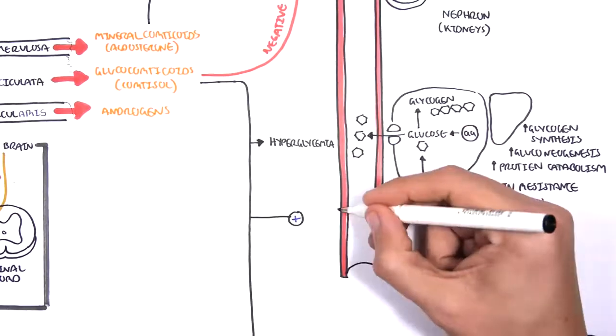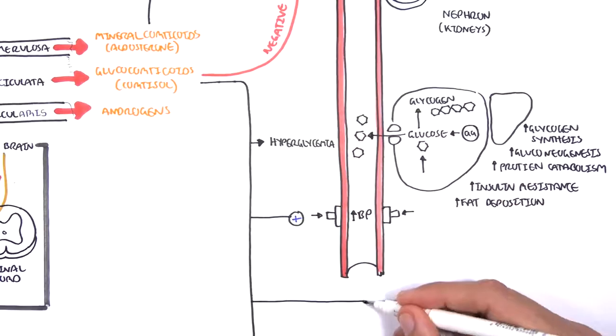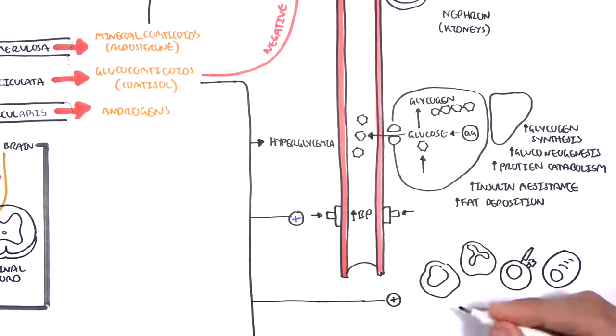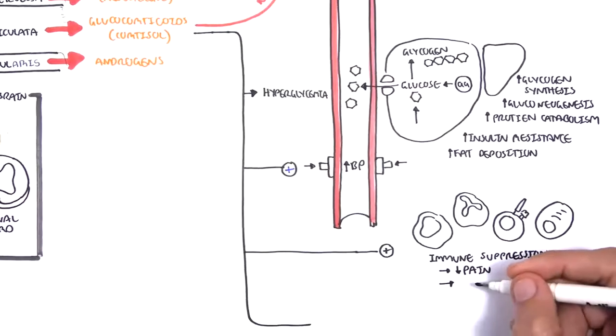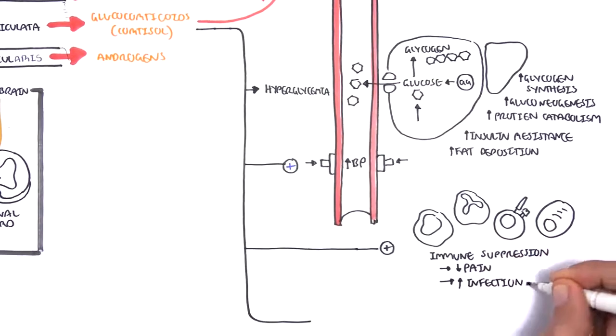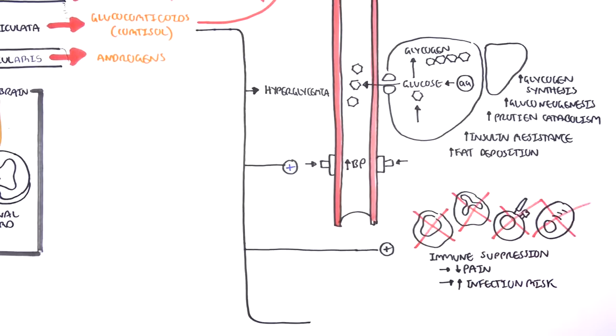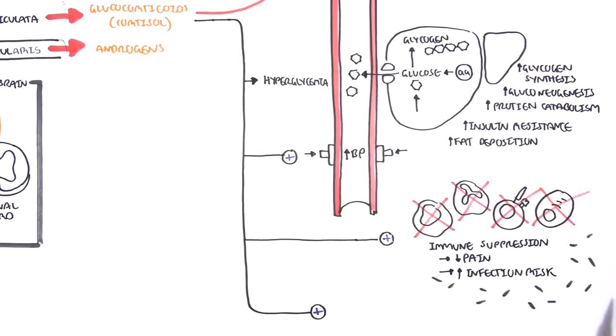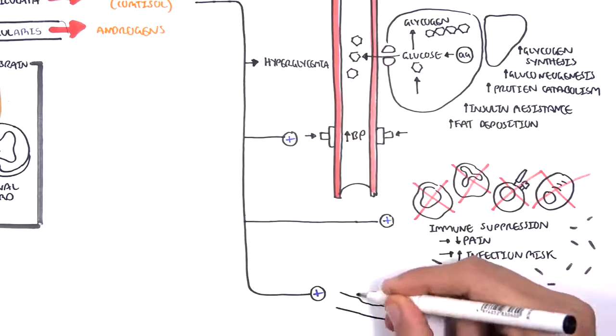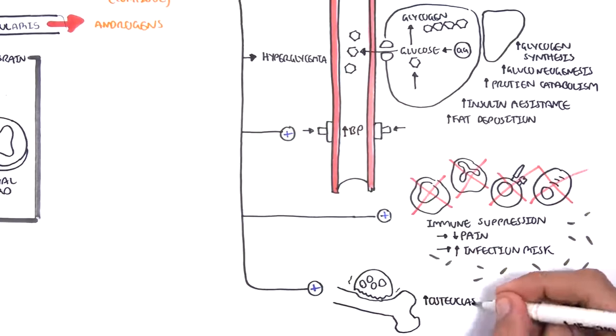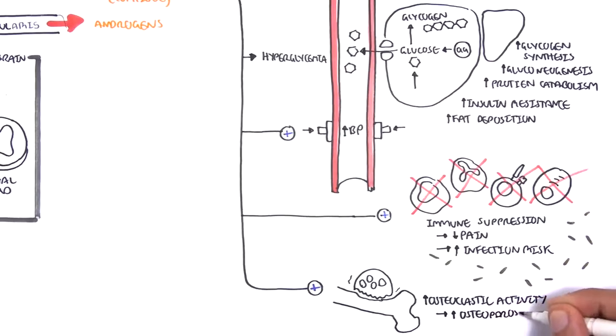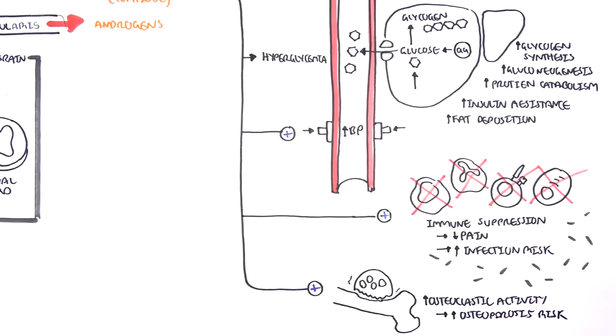Glucocorticoids also increase blood pressure and suppress the immune system. It suppresses the immune system, which helps decrease pain sensation, but at the same time it will increase the risk of infection. And this is because their immune cells are being suppressed and thus are unable to defend our body. Finally, glucocorticoids also stimulate osteoclastic activity in the bone, leading to osteopenia and increasing the risk of osteoporosis, thus increasing the risk of bone fractures.